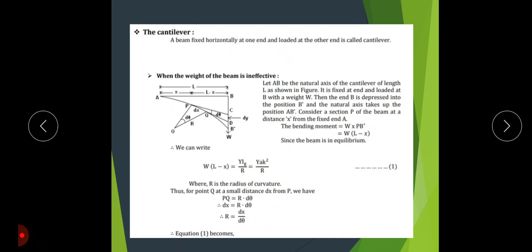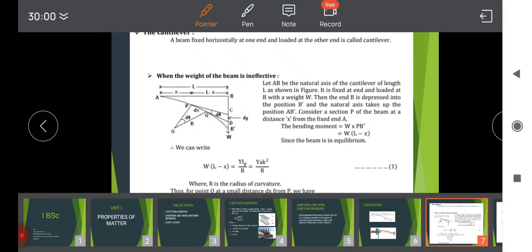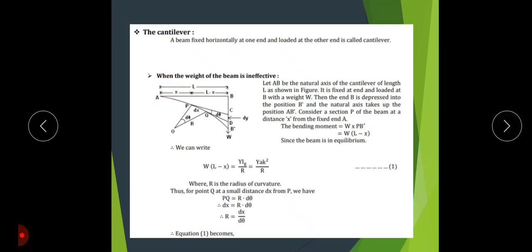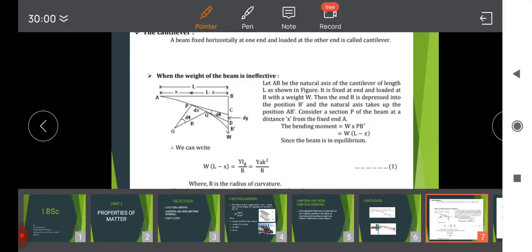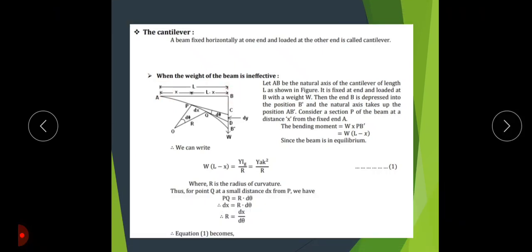Let us consider the following figure. Let AB be the natural or neutral axis of the cantilever of length L, which is fixed at end A and loaded at the end B. The weight added at the end B is taken as W.